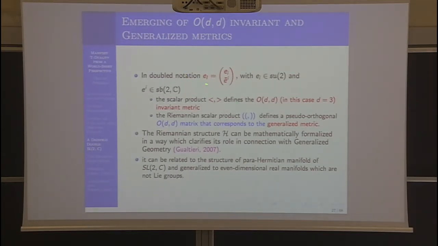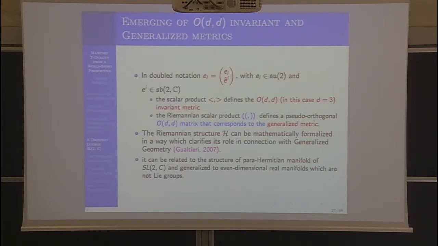We can introduce also here a double notation. So I can consider this generalized vector with E_i belonging to SU(2) and the other one belonging to SB(2,C), with a tilde here. The first scalar product, written in terms of the real part of the trace, defines the O(d,d) invariant metric, while the Riemannian scalar product, the last one that I have defined, defines a pseudo-orthogonal O(d,d) matrix that corresponds to the generalized metric. So we recover also in this way the two basic structures that we have found so far: the O(d,d) invariant metric and the generalized metric.